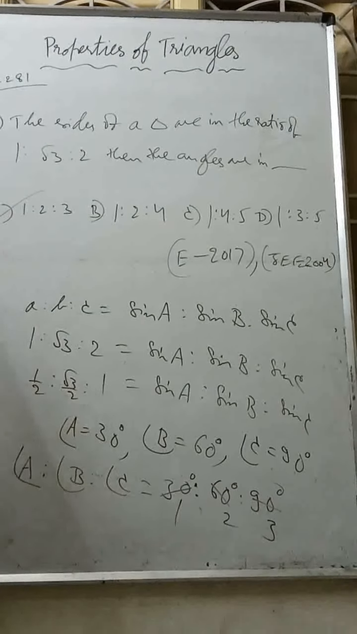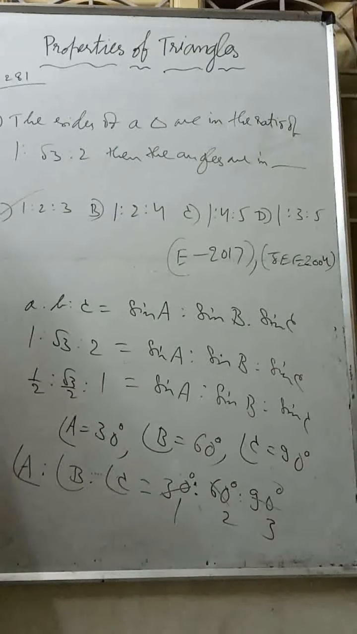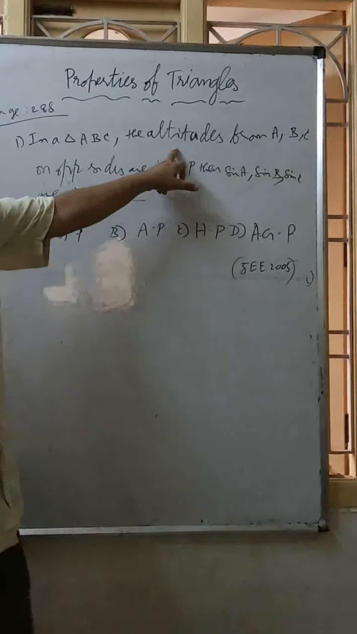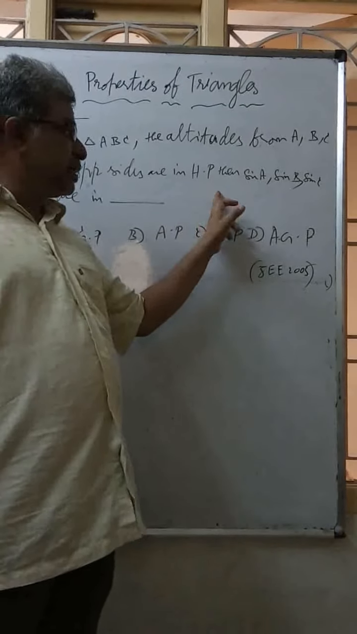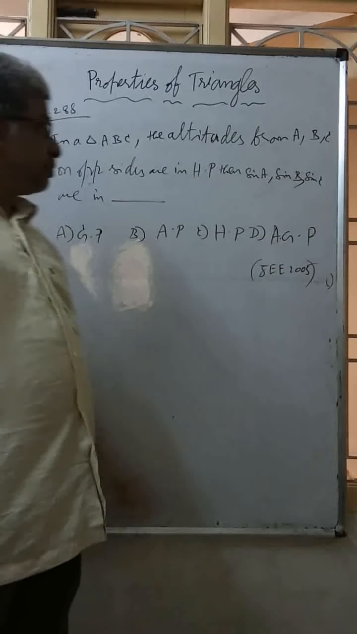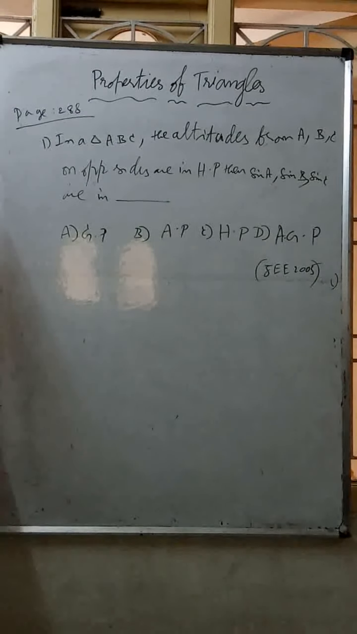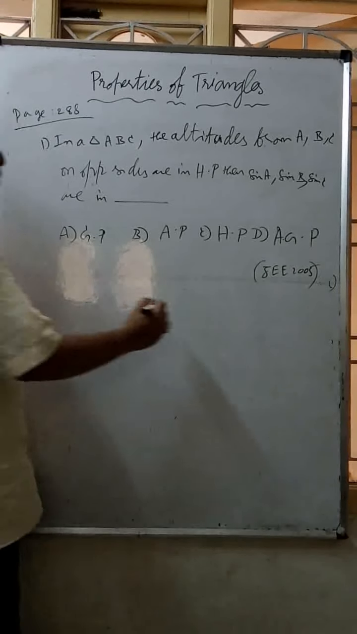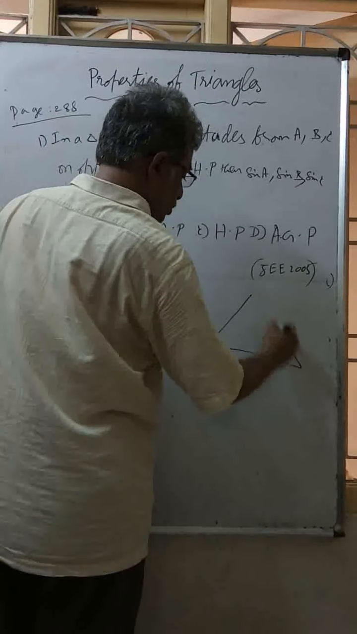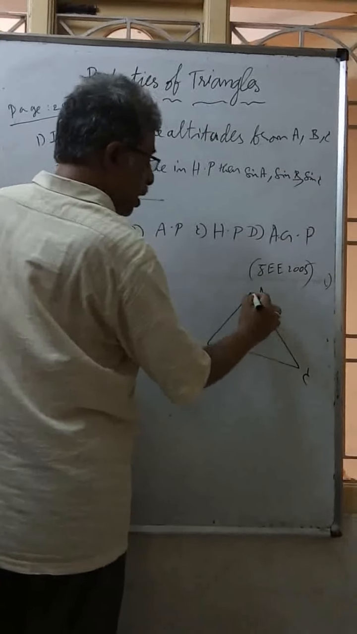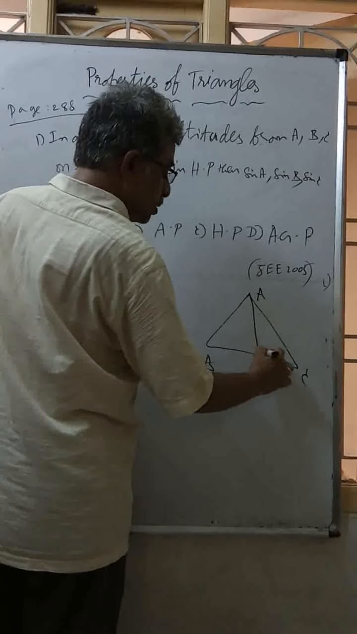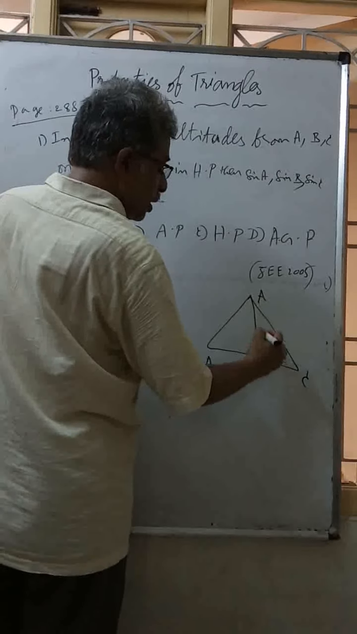Such a simple sum they gave in MHT CET as well as JEE. The altitudes from A, B, C on opposite sides are in HP. Then sin A, sin B, sin C are in dash. Which progression? Altitudes means, this is triangle ABC. Altitude is perpendicular. This is AD. Let it be P1.